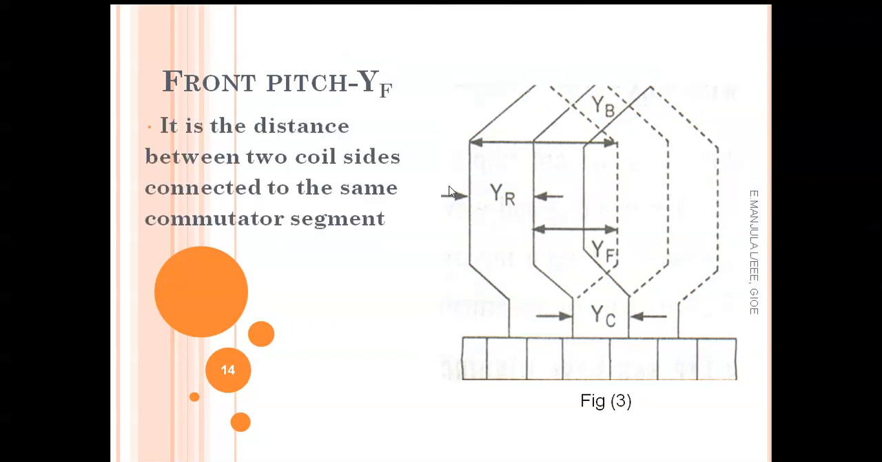What is front pitch? It is the distance between two coil sides connected to the same commutator segment. If you see here, YF is here. So this is the front pitch. The starting of the coil and another coil conductor are both connected to only one segment of the commutator. These two ends are measured as front pitch YF.